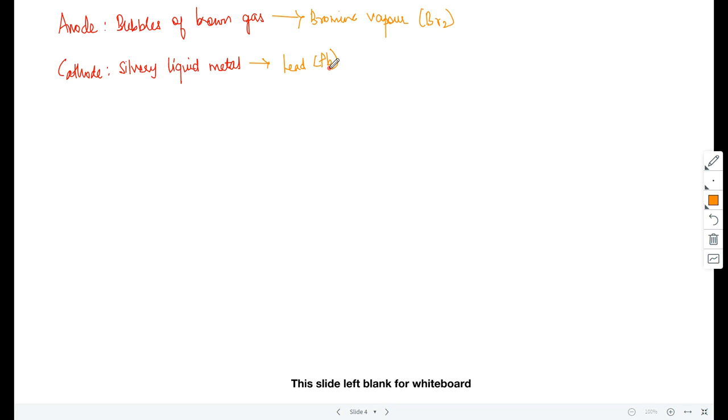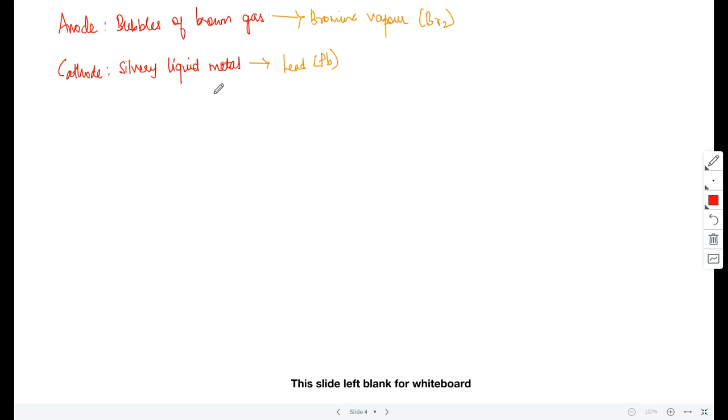Okay, this is the observation of my anode and my cathode. Did you understand the experiment along with my observations? So this is the observation and this is the explanation of that observation.